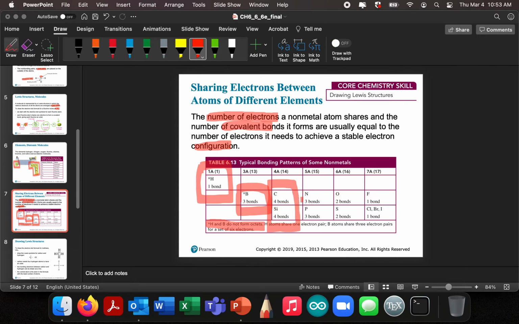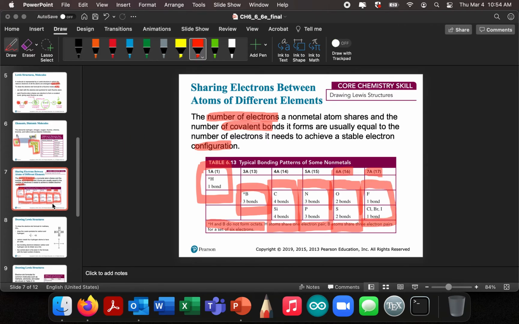Nitrogen has 5, and so it wants to borrow 3, and it makes 3 bonds. Oxygen has 6 in its outer shell because it's group 6, right? So oxygen wants to borrow 2 electrons, and therefore it makes 2 bonds. Fluorine, chlorine, bromine, and iodine are in group 7, right? And so they only need 1 electron to make an octet, and sure enough, they make 1 bond. All right, that's not a coincidence.